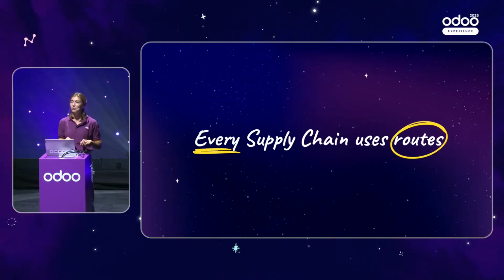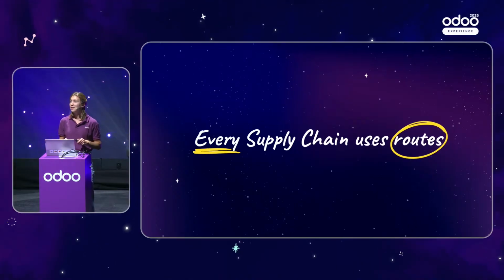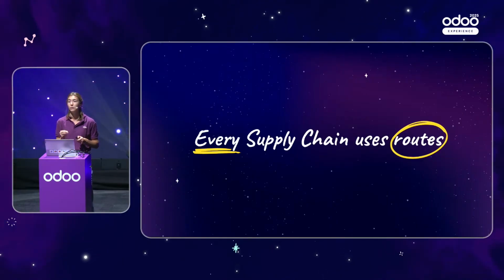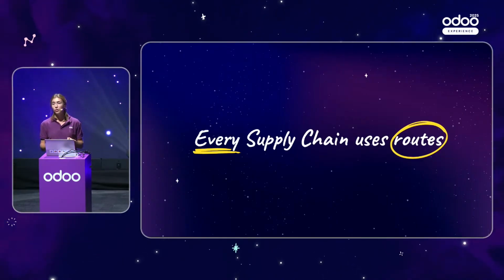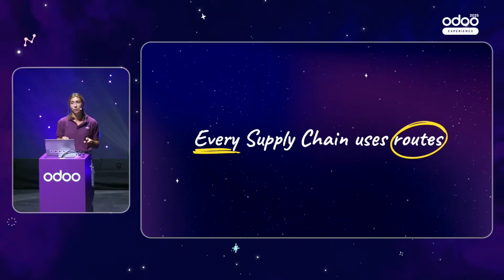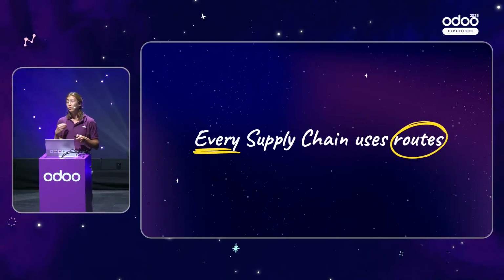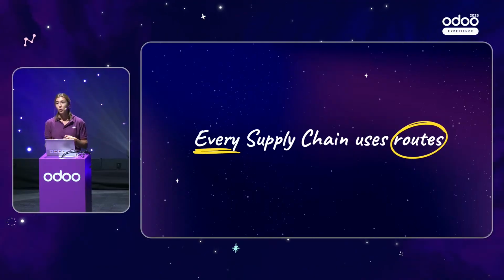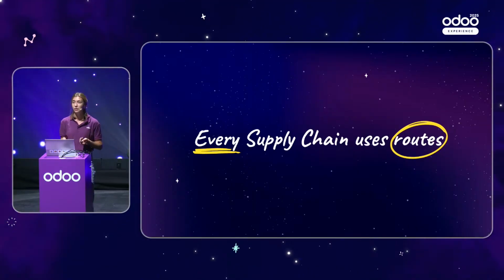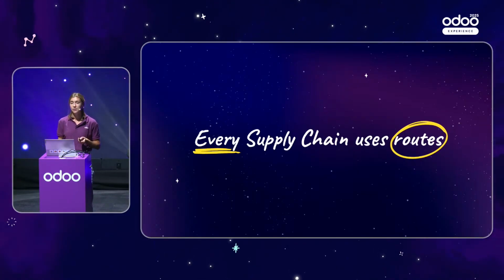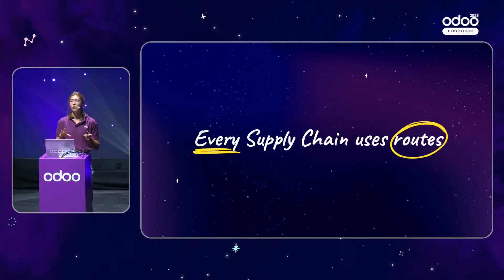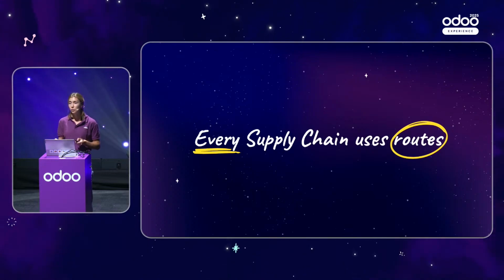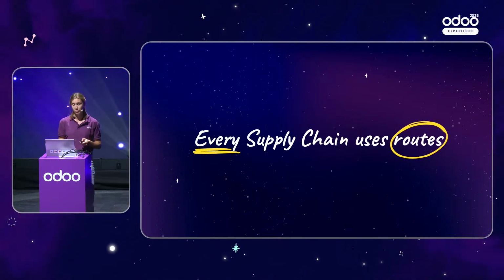So, the first thing you should know when we talk about routes is that even if you don't activate the route setting, they are already working. When you confirm a sales order, Odoo generates a delivery order. When you replenish a product with a vendor, Odoo creates a purchase order. When you replenish a product with a bill of material, Odoo generates a manufacturing order. So all of these are routes. So even if you don't know anything about routes, you are already using them.